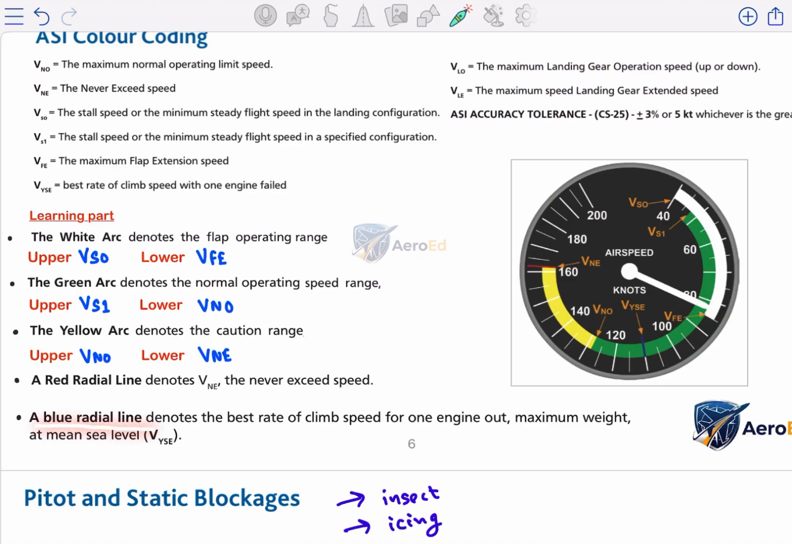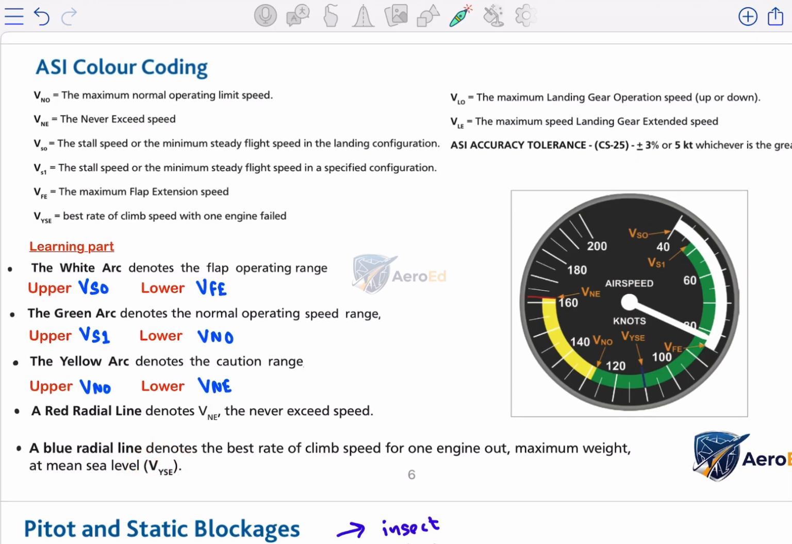Next is the blue radial line. What this blue radial line denotes is the best rate of climb speed for one engine out, at maximum weight at mean sea level, which we also call VYSE. It is the speed at which, if an engine goes out, it will give us the best rate of climb.